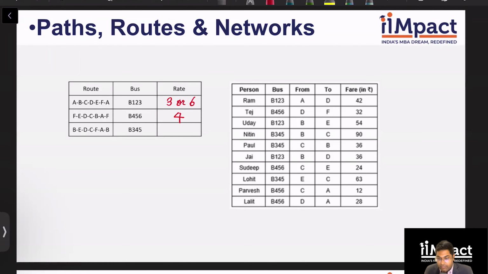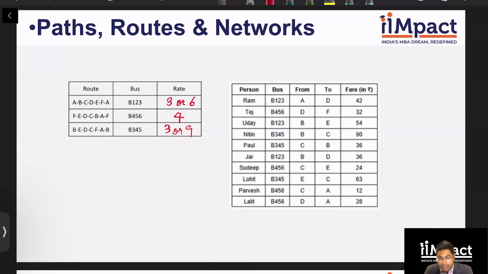I have a 90, I have a 36, I have a 63. So again, it can be a 3 or a 9. So 4, 5, 6 is the only route for which I can for sure understand that 4 is the per kilometer rate. Guys, also remember, it was told that the rates are distinct.